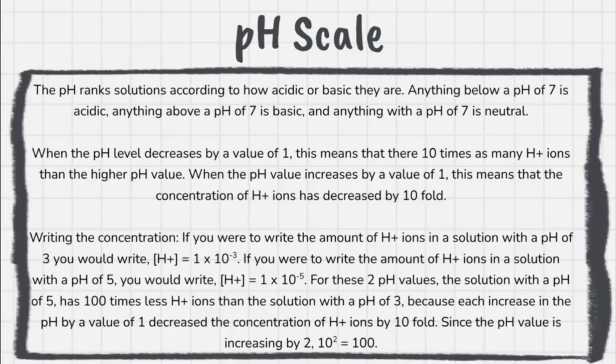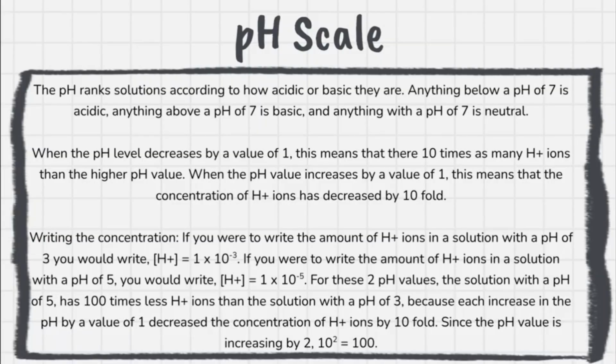When the pH value increases by a value of 1, this means that the concentration of hydronium ions has decreased by tenfold. If you were to write the amount of hydronium ions in a solution with a pH of 3, you would write square brackets H+ equals 1 times 10 to the power of negative 3. If you were to write the amount of H+ ions in a solution with a pH of 5, you would write square brackets H+ equals 1 times 10 to the power of negative 5.